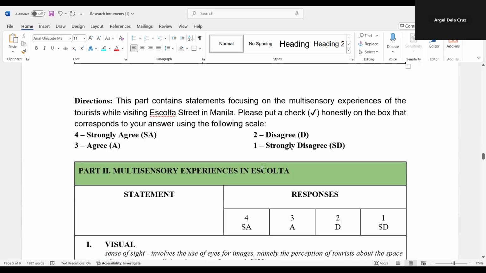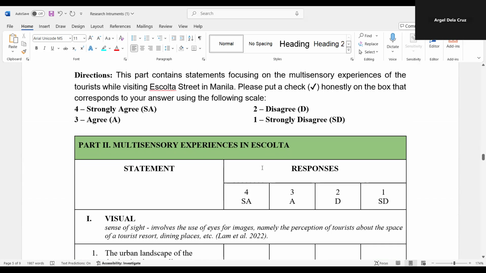Next direction. Basically, this part is part 2 which affects the predictor variable niya. Multisensory experience. Okay. In this case kasi, yung main variable is often than not presented in part 2. So, yung scale na ginamit niya is categorical. So, you have scale of 4. You have 1, 2, 3, 4. Strongly agree, agree, disagree, strongly disagree. So, I favor this type of scaling. Kasi, bakit? Kita mo agad kung disagree or agree.